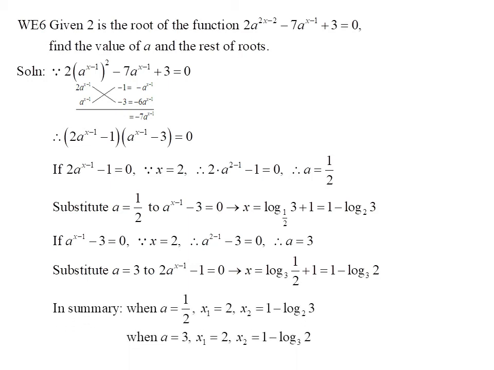In conclusion, when a equals half, x sub 1 equals 2, and x sub 2 equals 1 minus logarithm base 2 of 3. When a equals 3, x sub 1 equals 2, and x sub 2 equals 1 minus logarithm base 3 of 2.